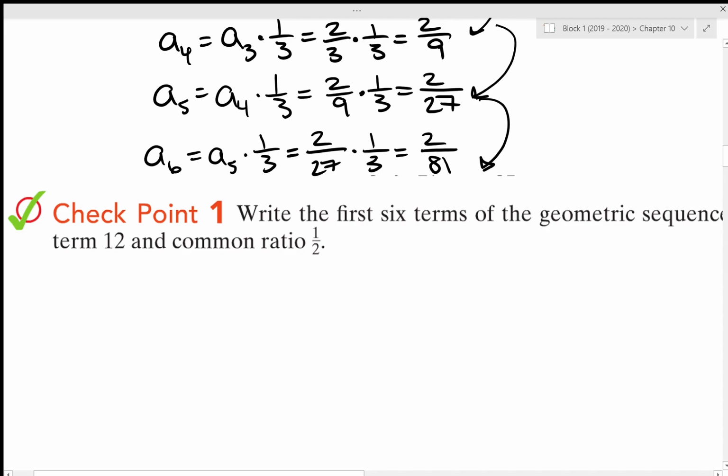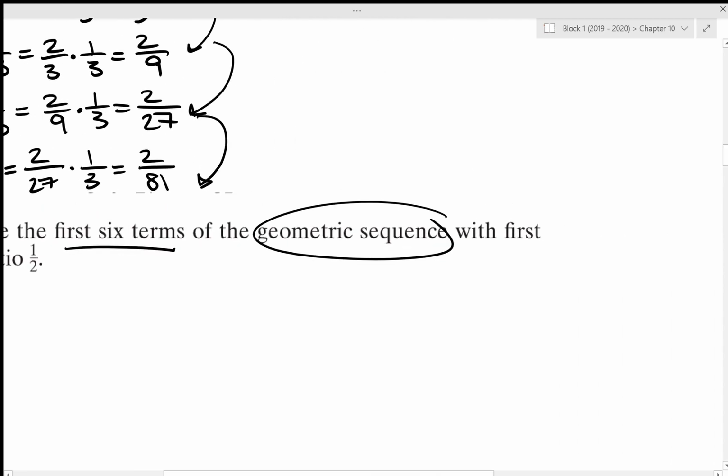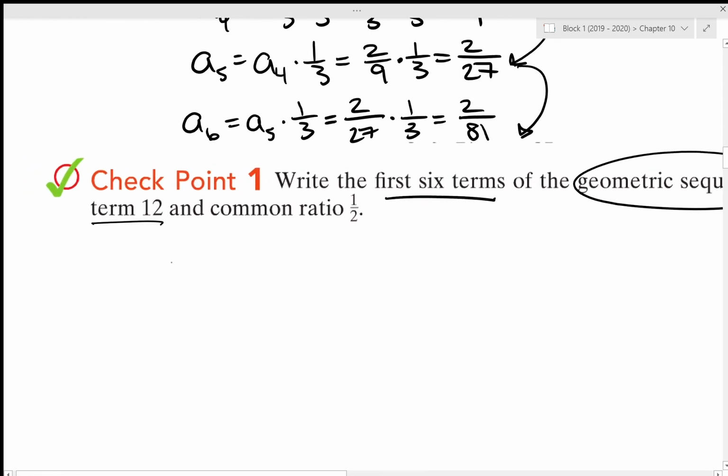Go on to checkpoint 1, all right, and try it on your own. Okay, so, first 6 terms of a geometric sequence with the first term as 12 and the second term you find by taking your common ratio of 1/2. So 12 times 1/2 is 6.